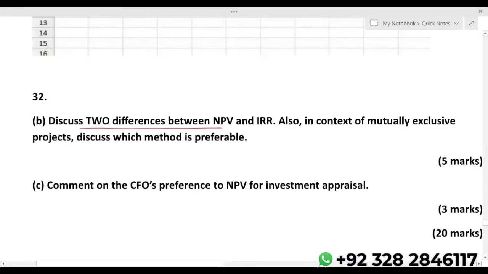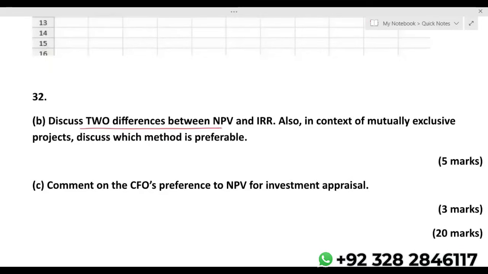Now, two differences between NPV and IRR. Number one, in IRR, we have the assumption that cash flows are reinvested at IRR. In NPV, we have the assumption that cash flows are reinvested at the cost of capital. This is the number one difference. Number two, in case of non-conventional cash flows, there will be multiple IRRs for the same project. But in case of non-conventional cash flows, there will be one NPV. So these are the differences.